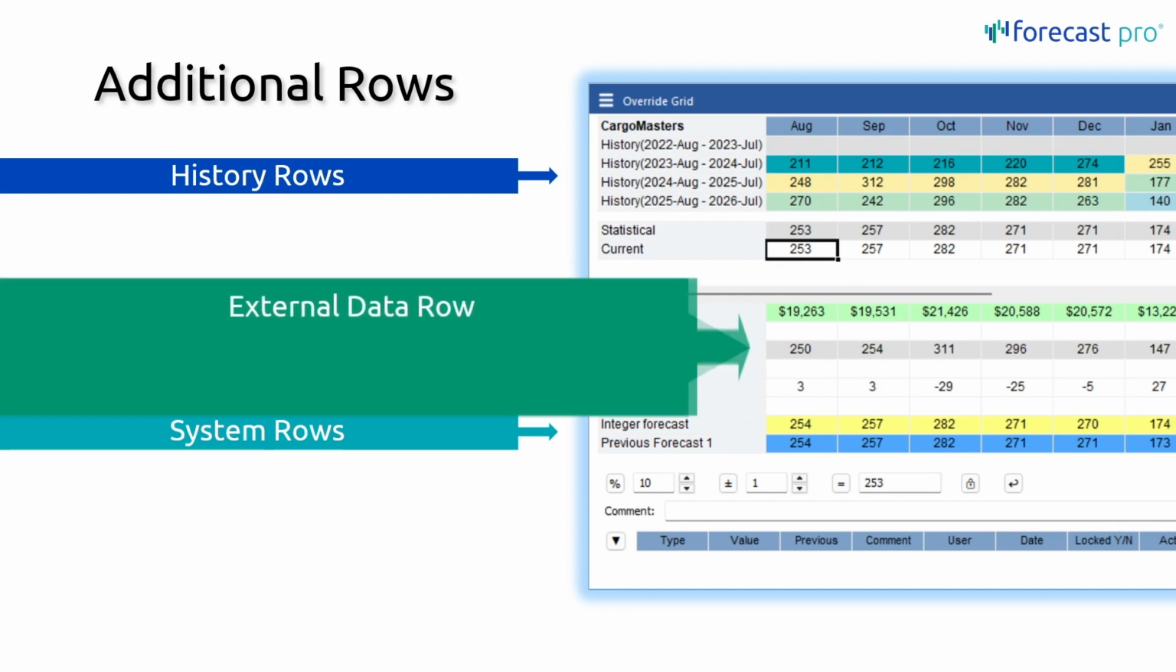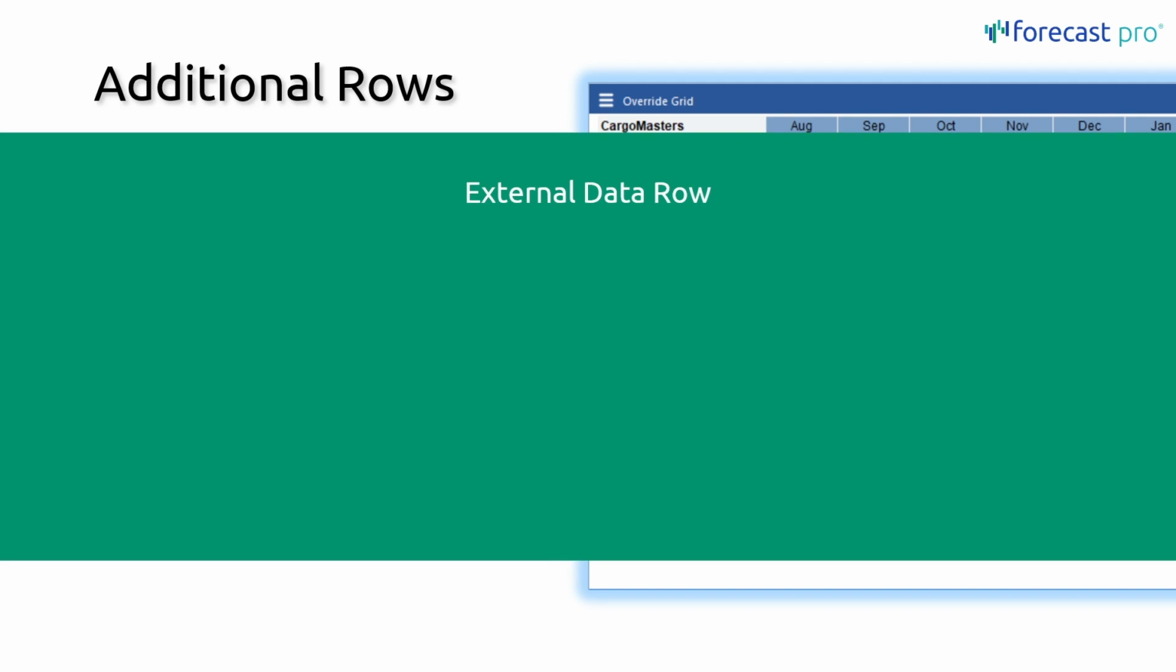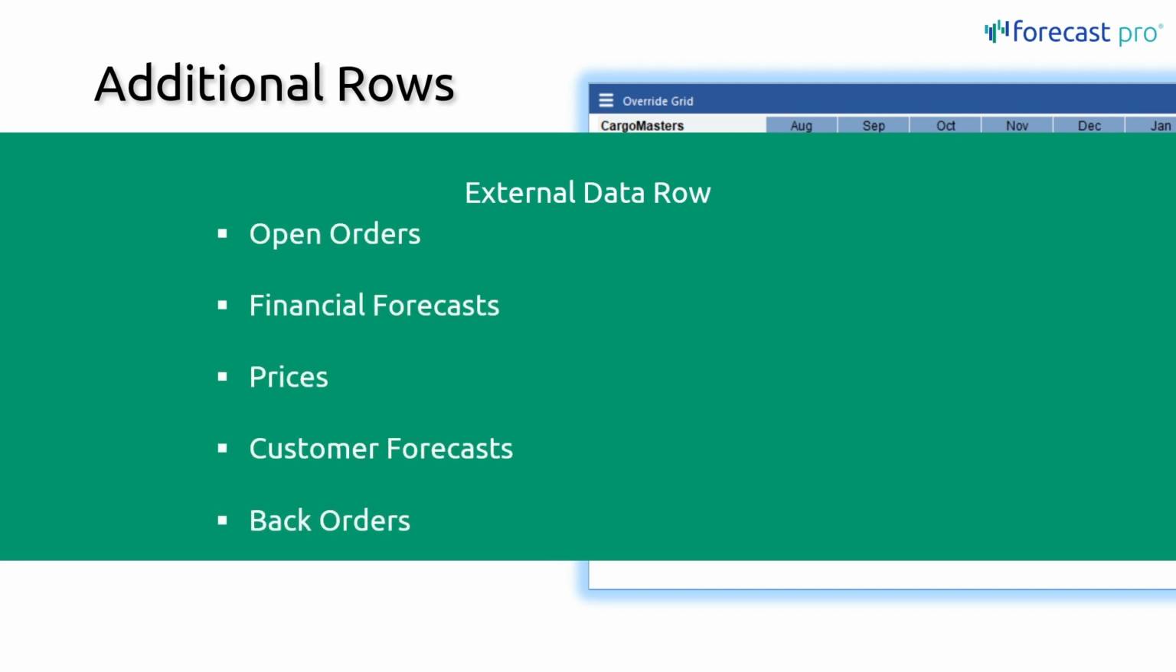Next, let's look at external data rows. Again, we've touched on some of these. These could be things like our open orders, any future orders that we have booked into the system. We could also see a financial forecast or budget that's been put into here. If we wanted to explicitly see price changes in the future, we could load in prices. We also mentioned that we might be getting forecasts from our customers, which we could load in here and compare against our current forecasts. Or even if we wanted to, we could look at back orders.